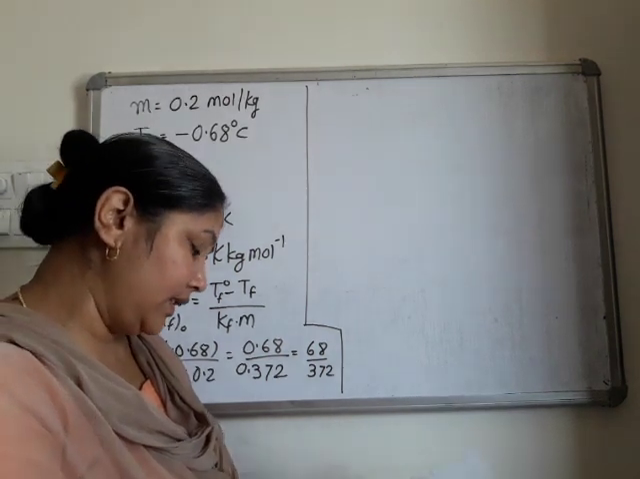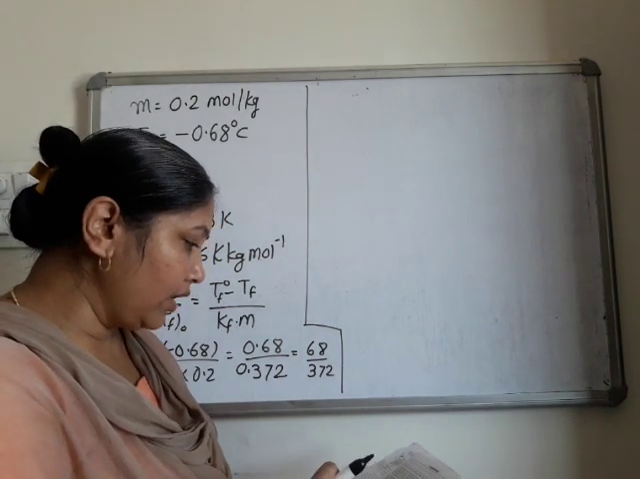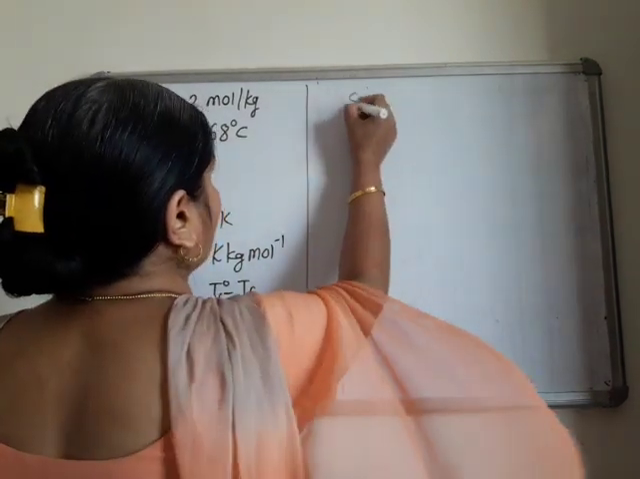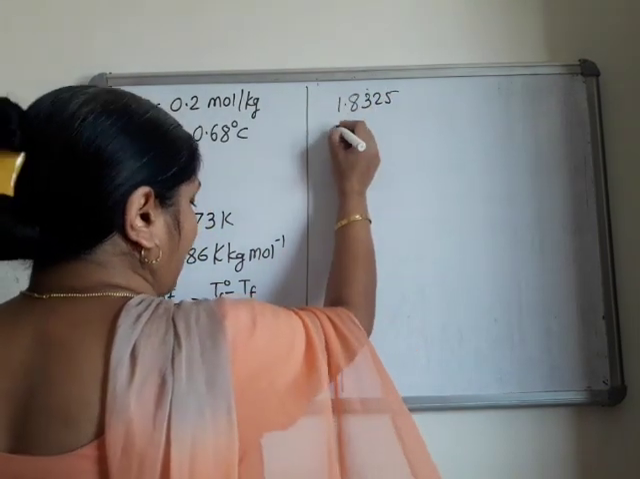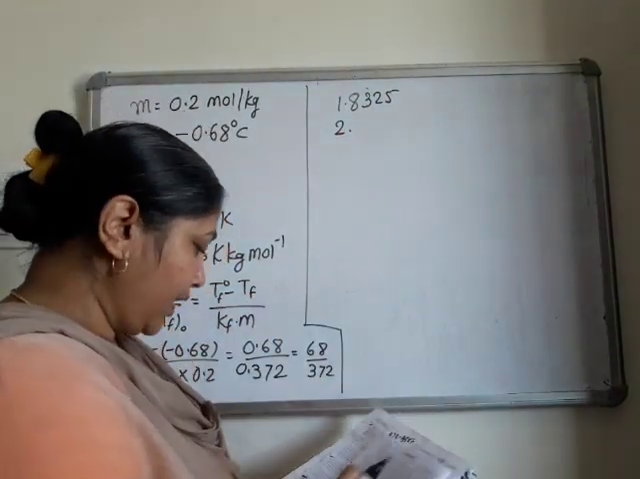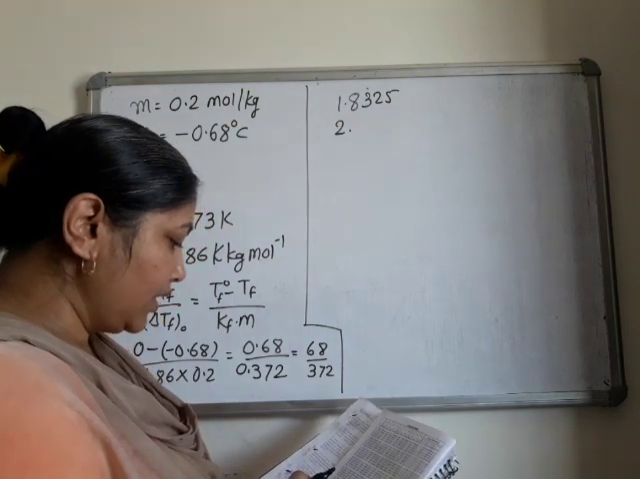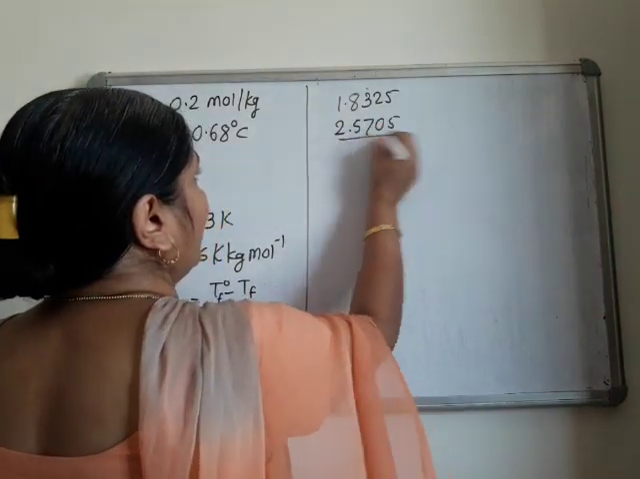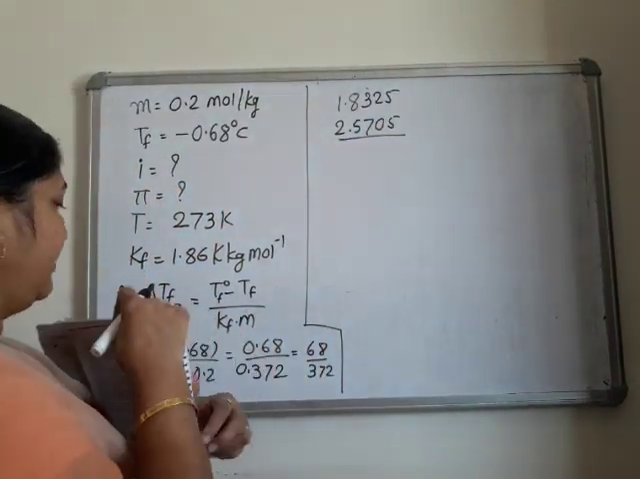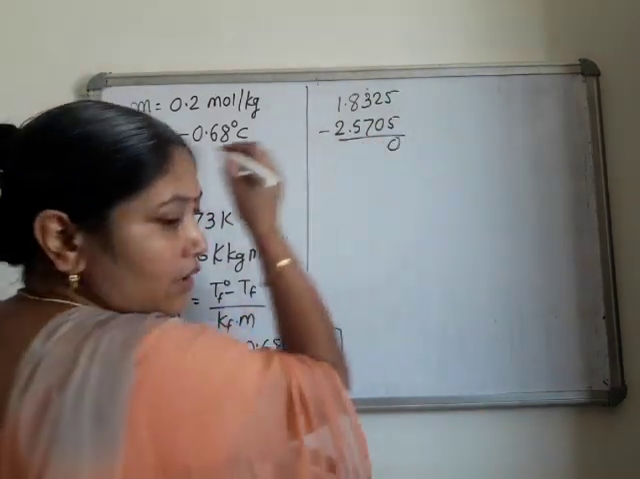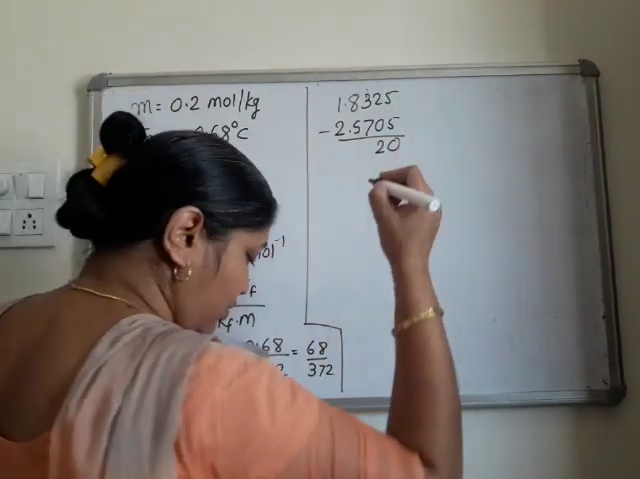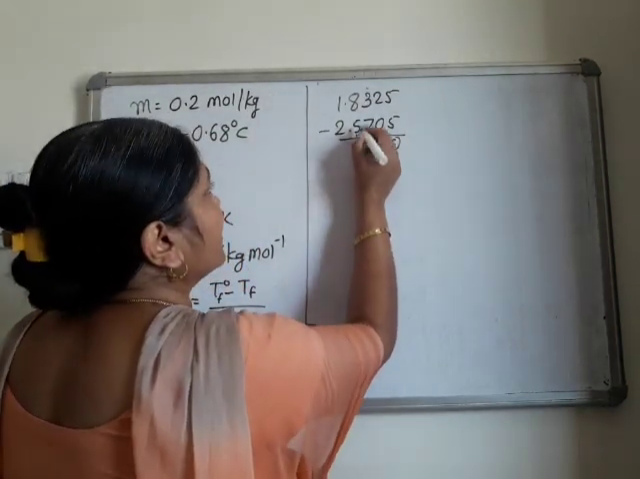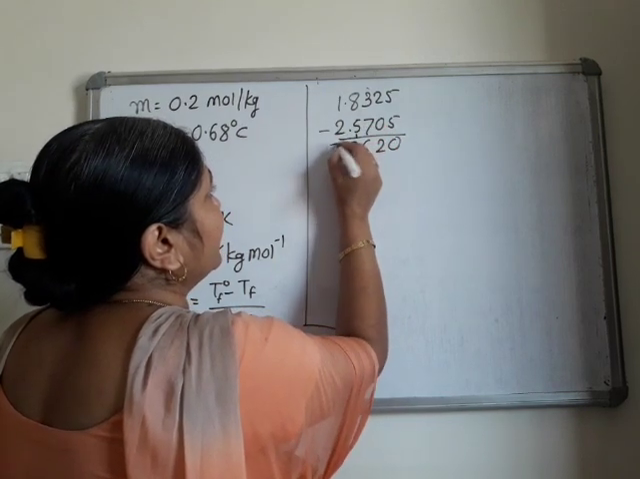Log of 68. What is it? 68 log is 8325. This is 1 point and this is 2 point. 372 in 2, what is it? 5705. Okay. We have to do subtraction. So this is 0, this is 2. Then this is equal to 13 minus 7, 6, 8 minus 6, 2, and this is bar 1.